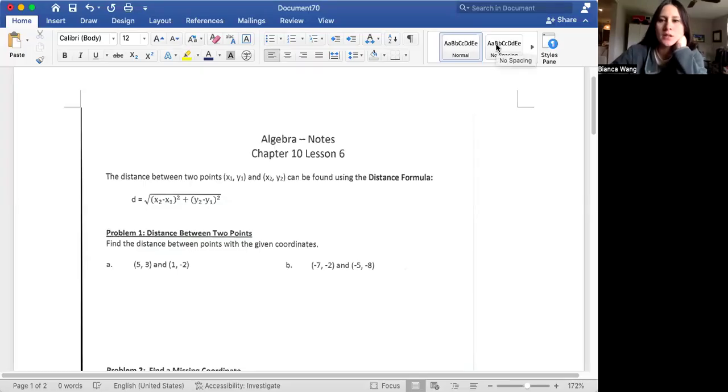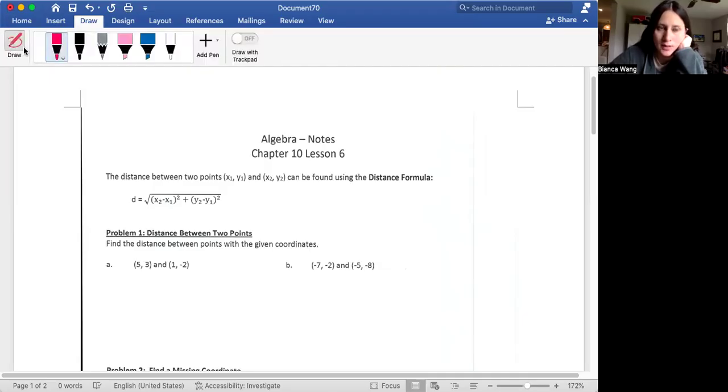Hello everyone, this is the video for chapter 10, lesson 6. In this lesson, we're going to take a look at how to find the distance between 2 points on a coordinate plane and how to find the midpoint between 2 points on a coordinate plane. So let me give you a little bit of a visual. There's actually a formula for each thing, distance and for midpoint, but we'll start with the distance.